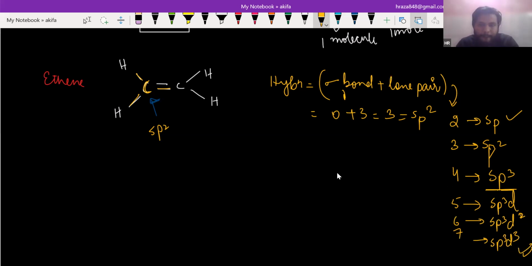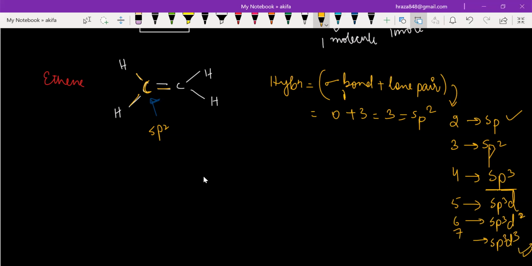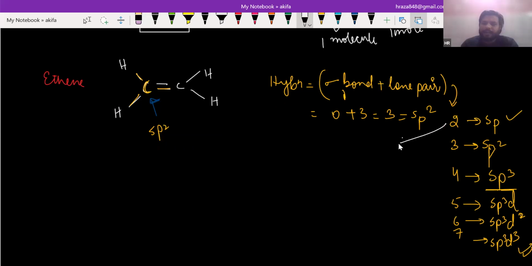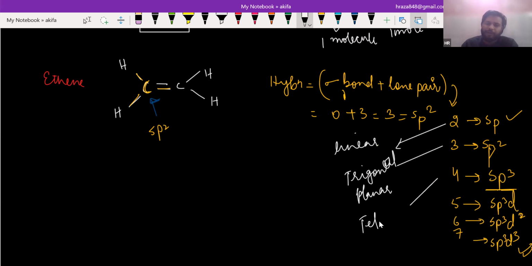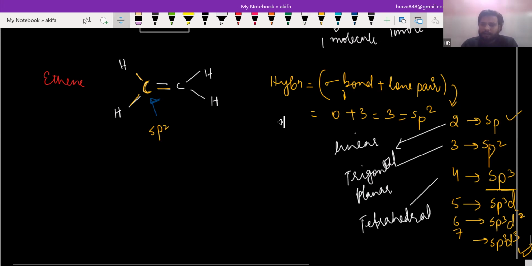Is that clear? Yes. So in this case, sp has a geometry that is linear. sp2 is basically trigonal planar. And if you are going for sp3, that is tetrahedral, and so on. So this will be the geometry of ethene and all.